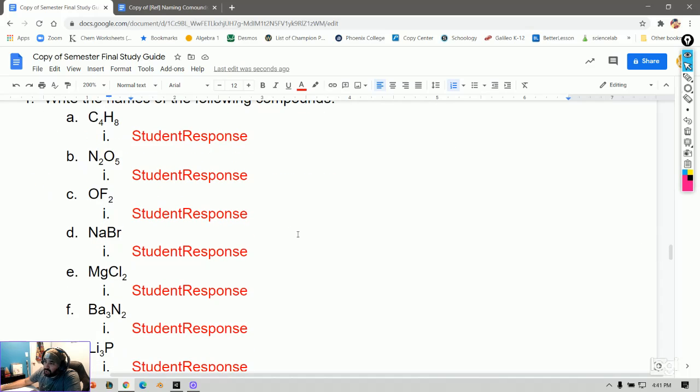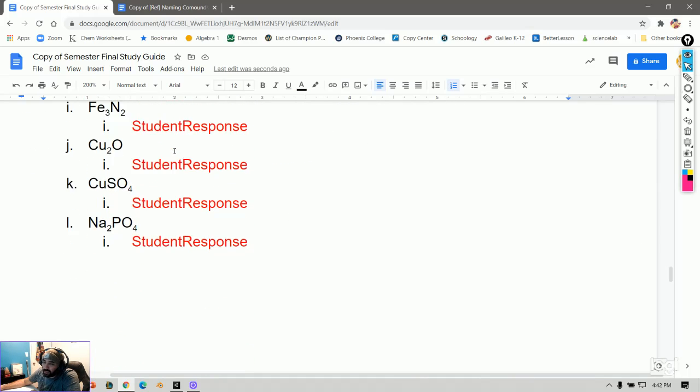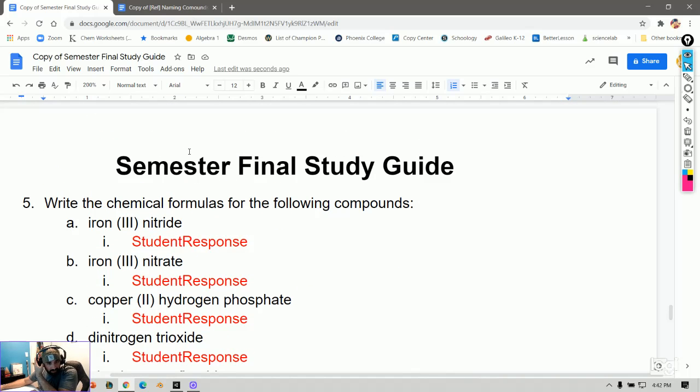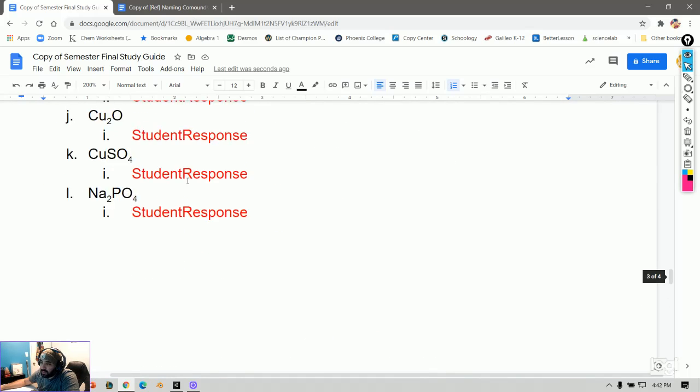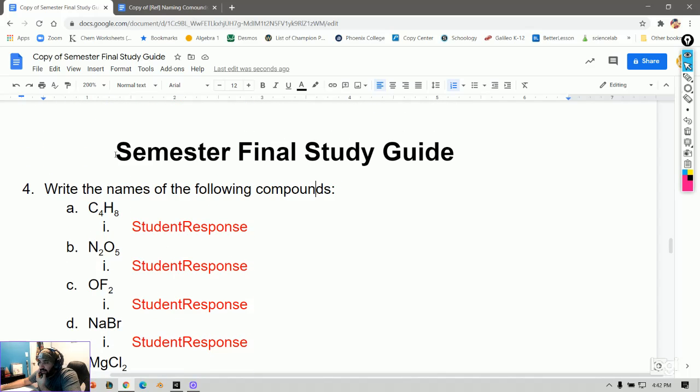Now moving on, it's getting a little bit tougher. Write the names of the following compounds. So I'm going to do every single one of these. I'm not going to skip around anymore. You might get stuck on one of these, and I don't know which one it is, so I'm just going to go ahead and solve all of them.